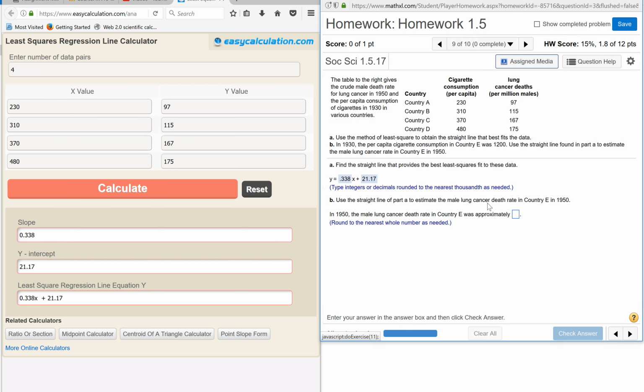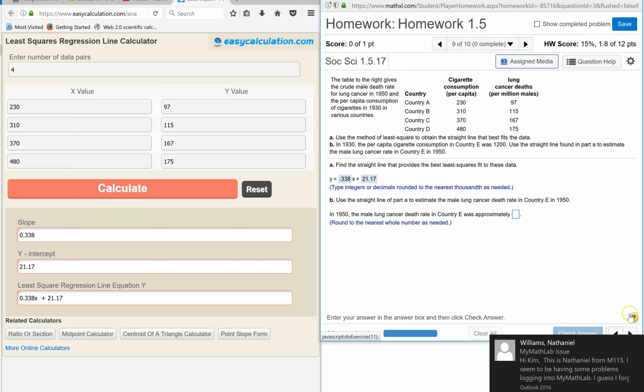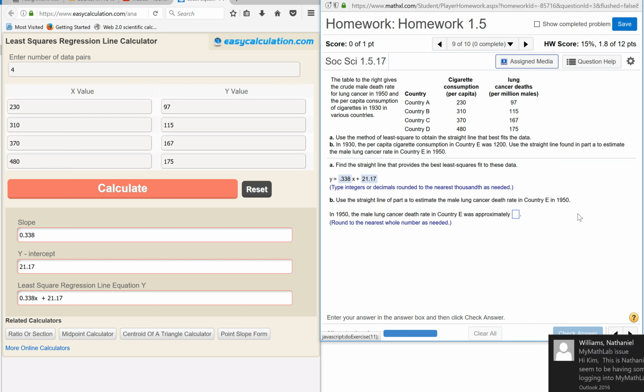Great. Second part of this question says, in 1930, the per capita cigarette consumption in country E was 1,200. Use the straight line found in part A to estimate the lung cancer rate in country E in 1950. So it's giving me information about cigarette consumption, which is the X value, and it wants me to find the Y value. I'm going to pull up a calculator.